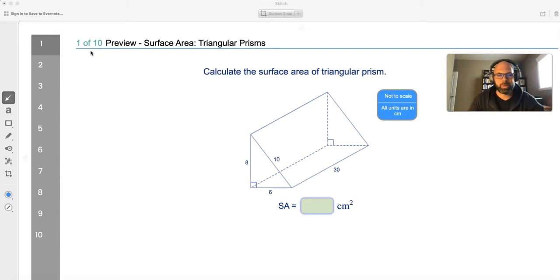Thanks, Mathletics. Good grammar there. That should be a triangular prism or the triangular prism, but that's okay. We can deal. No big trouble, no big problem there.